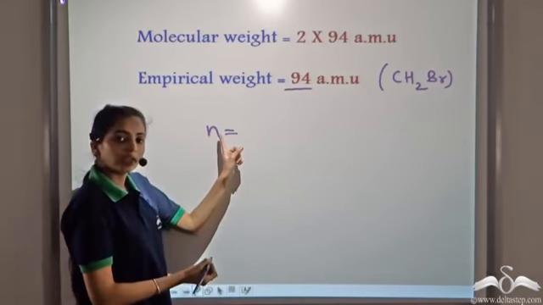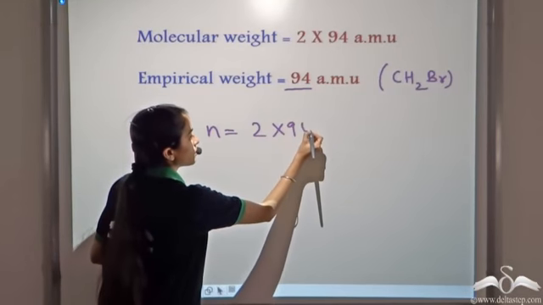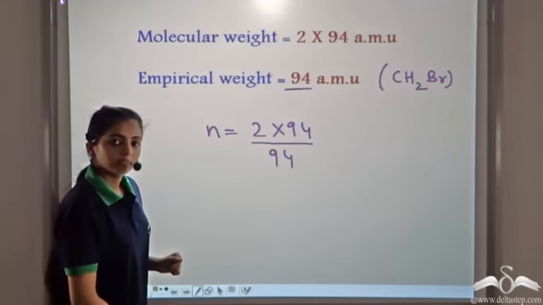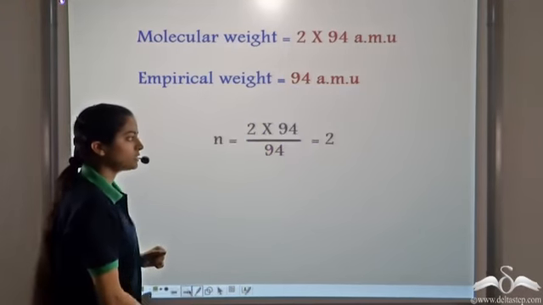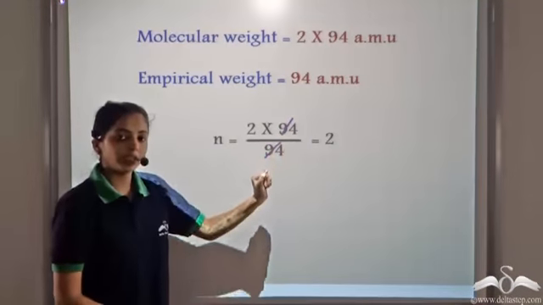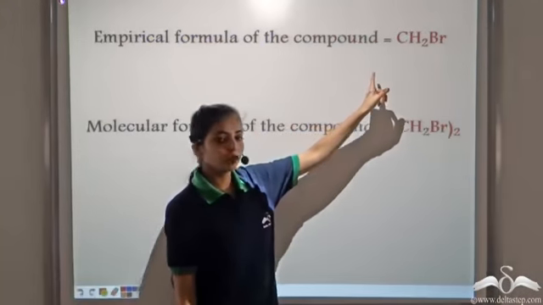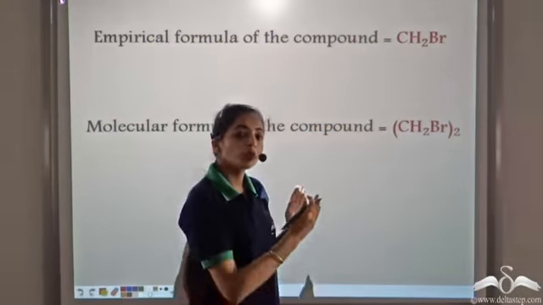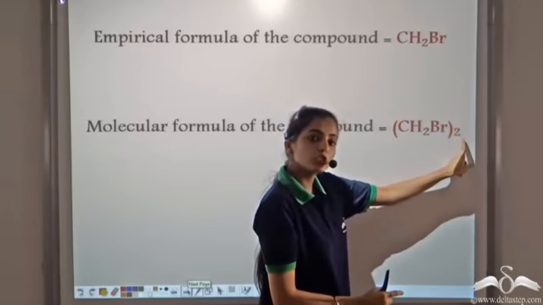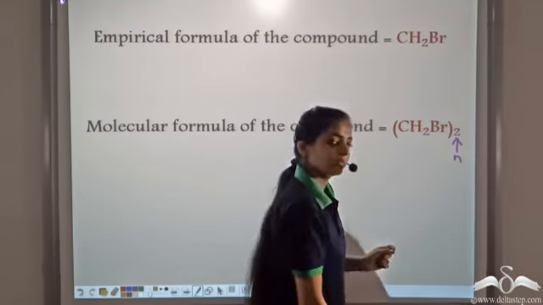The factor, that is the molecular formula weight divided by the empirical formula weight. So when we calculate this, we get 2. The 94 and 94 get cancelled and we get 2. So now the empirical formula was CH2Br. The molecular formula becomes the entire empirical formula into 2. And this is the factor n that we had calculated.